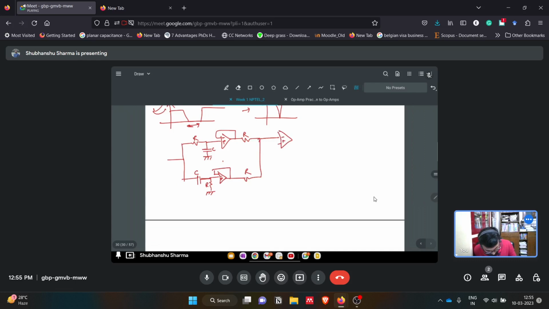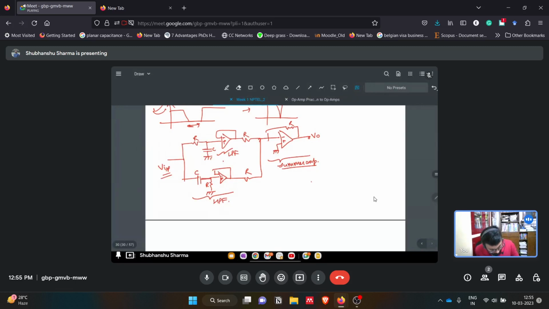This is minus, plus, and this is V output. This is the summer amplifier. This is the high pass filter, and this is the low pass filter. This is V input.